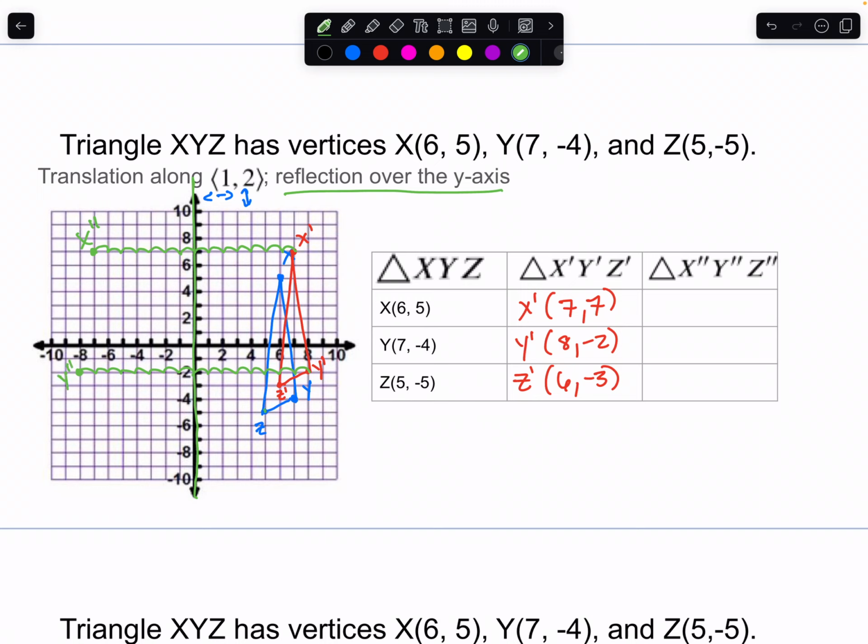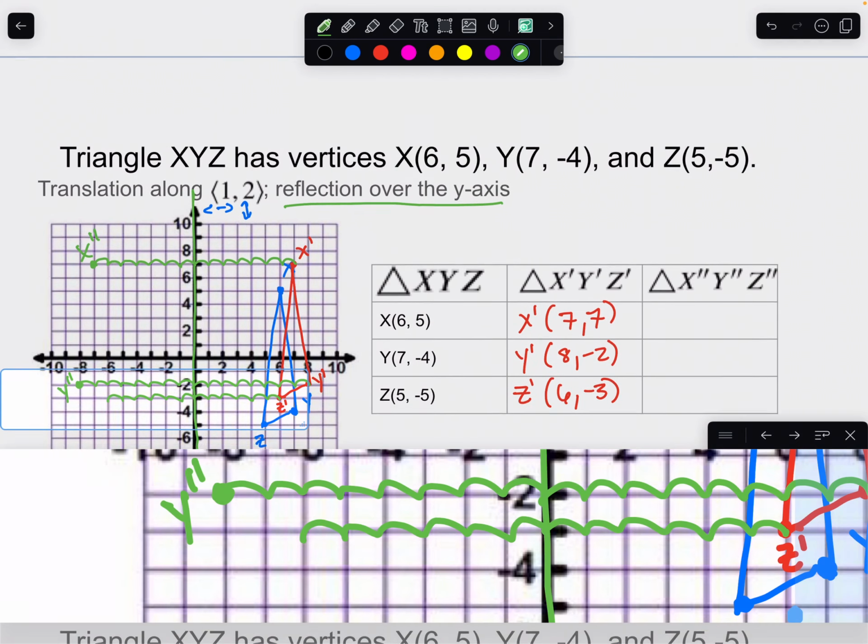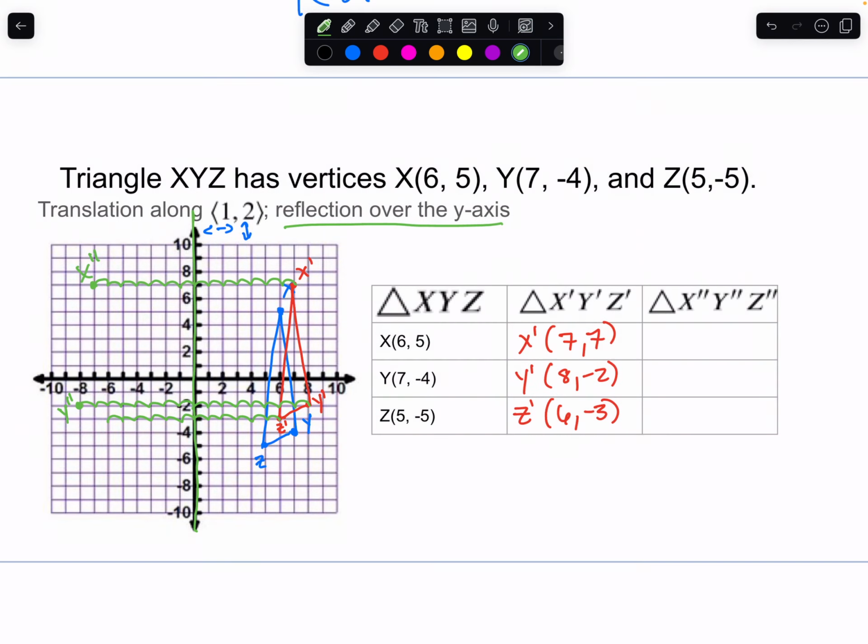And then for z, it's 1, 2, 3, 4, 5 away from the line. This is my z. Sorry, I counted the wrong z. I'm looking at the z prime. 1, 2, 3, 4, 5, 6. So this is what we're looking at. We are using the transformation from before, so x prime, y prime, and z prime. That'll give us the double prime.